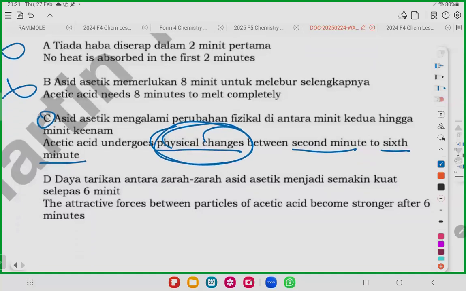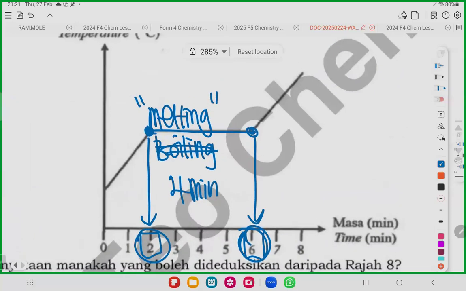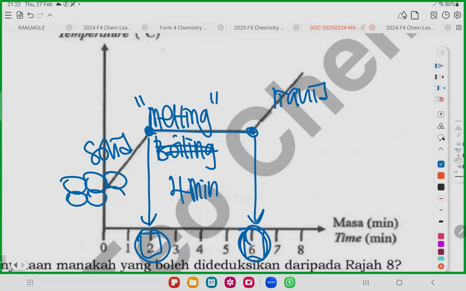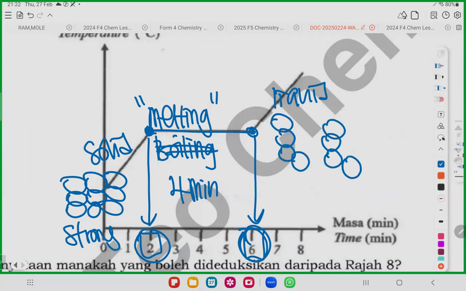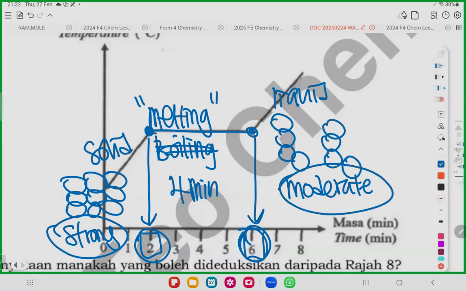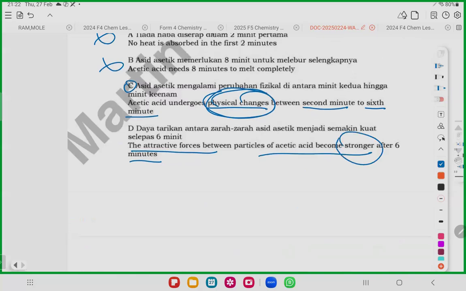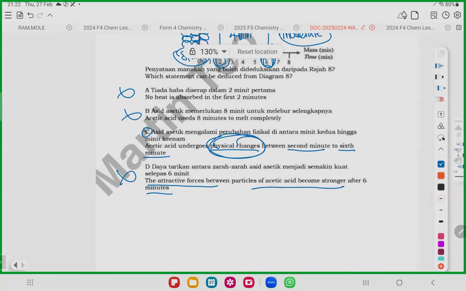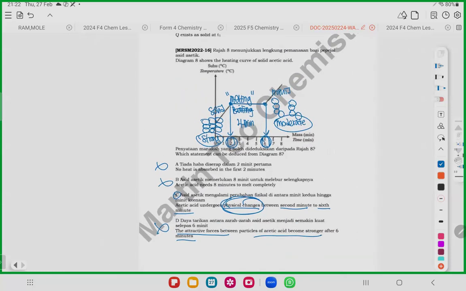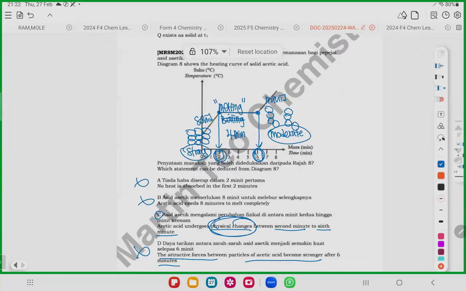Okay, D. The force of attraction becomes stronger after 6 minutes. After 6 minutes, we know this is melting. Before melting, everything is solid, and after melting, everything is liquid. In a solid, everything is sticking together, so the force is very strong. When you melt, you become liquid, where something is sticking and something is not, so the force is moderate, not so strong already. So the force goes from strong to moderate, it should become weaker, not stronger. Doesn't make sense. So the answer is C. Let me know in the chat box, are you okay with how I solved this question and how I arrived at the answer C?